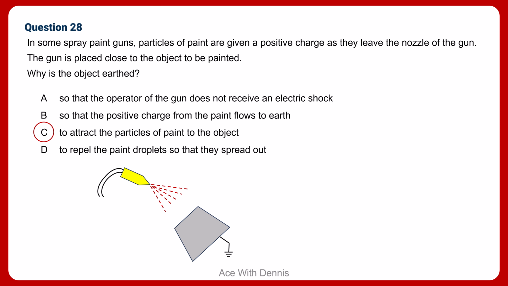When the paints are sprayed out from the nozzle of the gun, they are positively charged. So these charges attract electrons from the earth to flow onto the surface of the object to be painted, and it becomes negatively charged. And the positively charged paint particles are attracted to the surface of the object, and they are evenly attached to the surface of the object. Hence, the answer is C, to attract the particles of paint to the object.